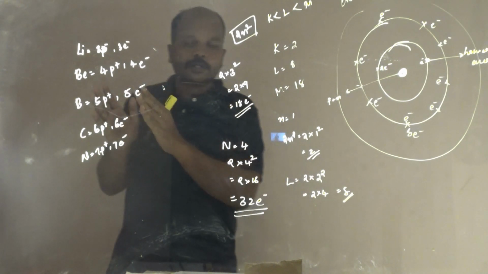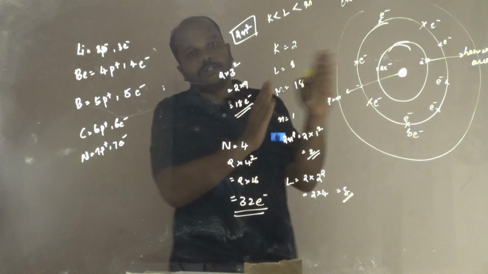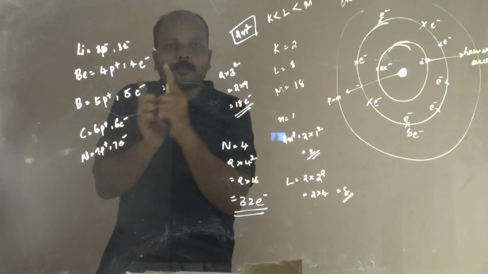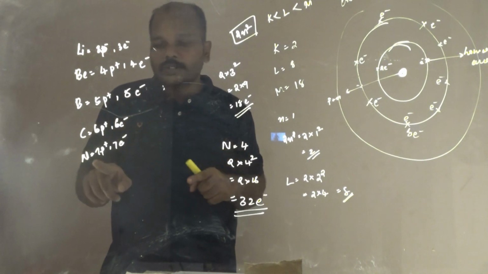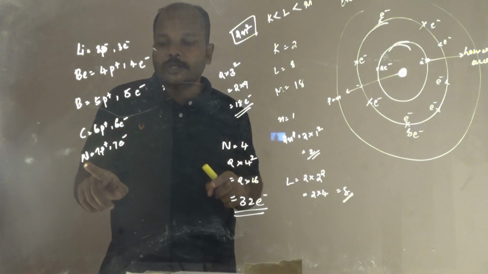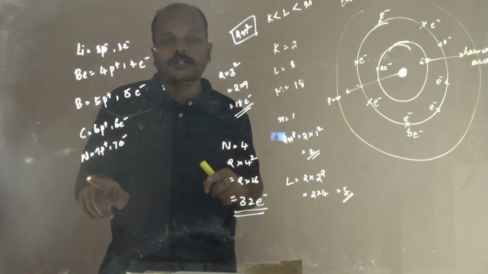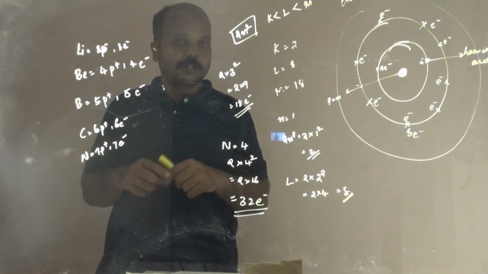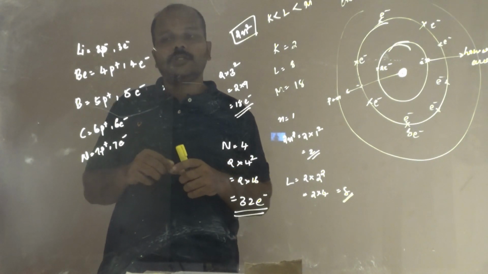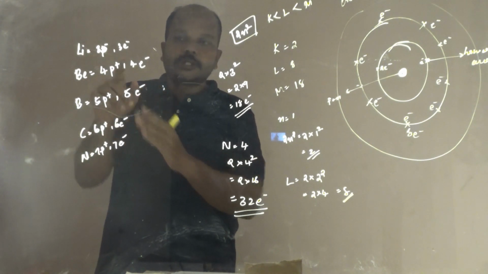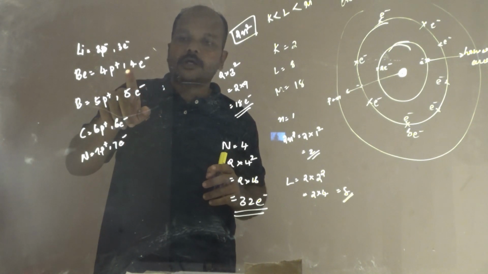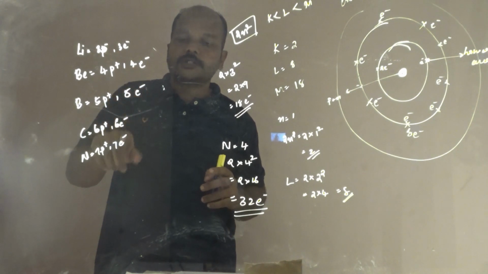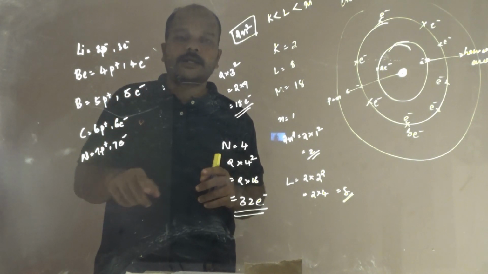Okay, so this is something you need to know: rising from one element to the next, just one proton will be increasing. So next to nitrogen is oxygen, which has 8 protons. Fluorine has 9 protons, and neon has 10 protons. In the same way, the number of electrons also increases from 3, 4, 5, 6, 7, 8, 9 and 10 electrons.